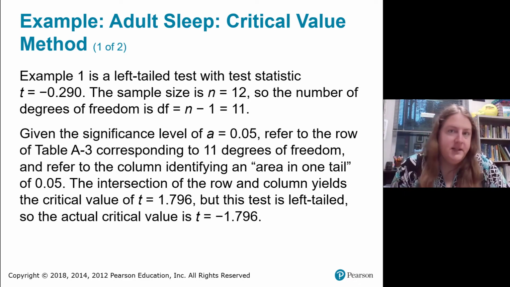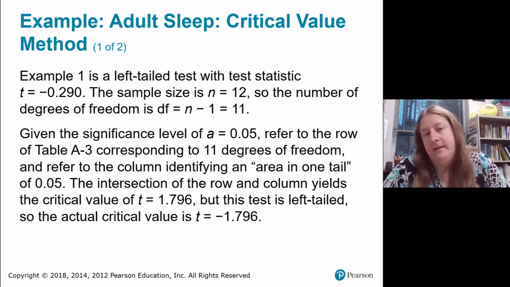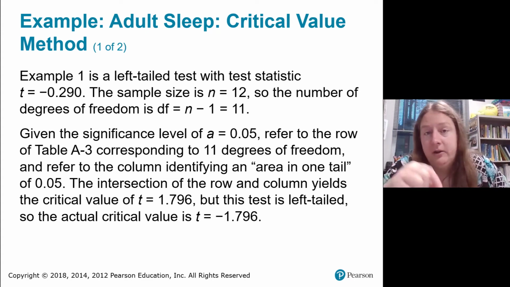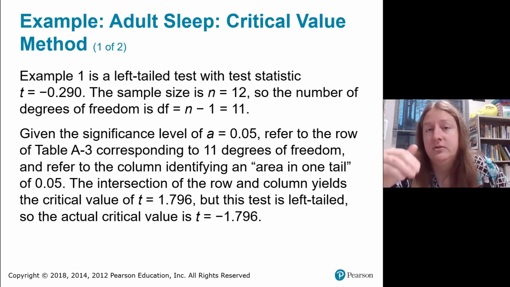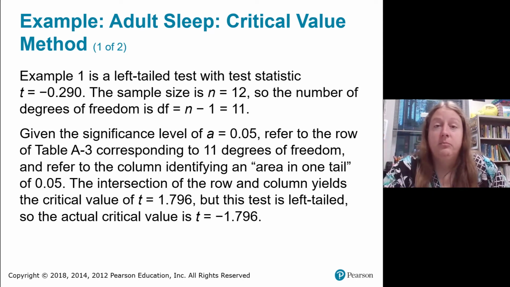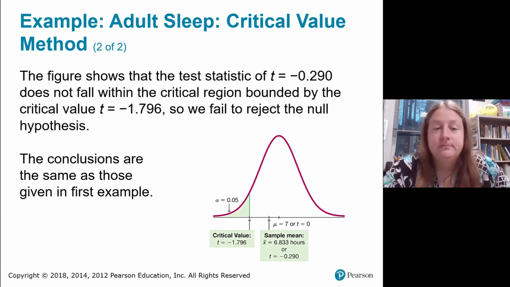And to make a right tail test into a left tail test, you just add a negative sign. Again, make sure that you're identifying the columns based on the area in one tail instead of the area in two tail labels, because we're dealing with a one-tail test here. All right, so we have a critical value of t is negative 1.796. Here our test statistic was negative 0.29. Our critical value is negative 1.796. So we draw a little picture here.